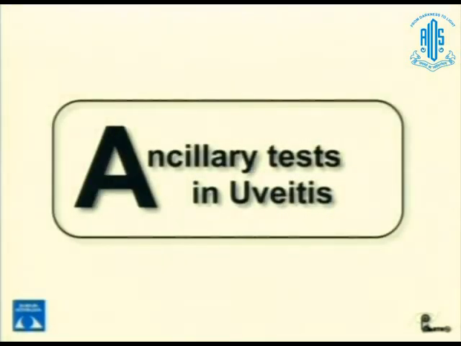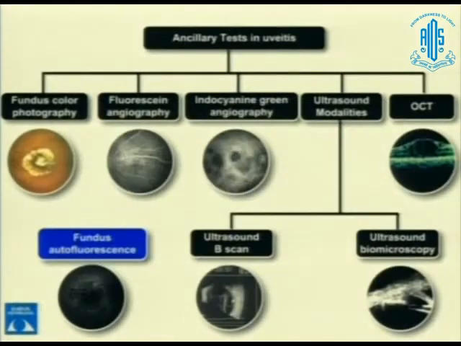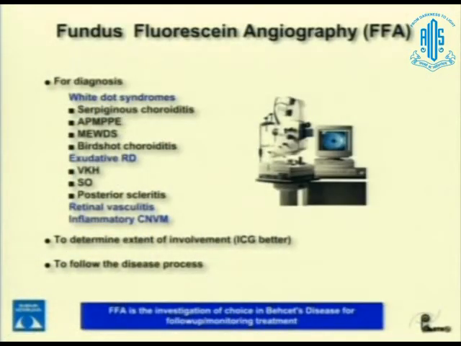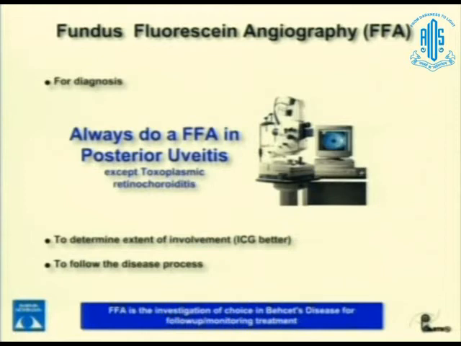So now, while we have a lot of ancillary tests in uveitis, starting from fundus color photography to the recent fundus autofluorescence, fundus fluorescein angiography can be used for the diagnosis. This is a very long list, but the rule is, whenever you see a posterior uveitis, except toxoplasma retinitis, always do a fundus fluorescein angiography, which helps us determine the exact extent of the lesion and follow the disease process also. For example, in Behçet disease, the gold standard of investigation is fundus fluorescein angiography, which helps us determine the progression of the vasculitis.